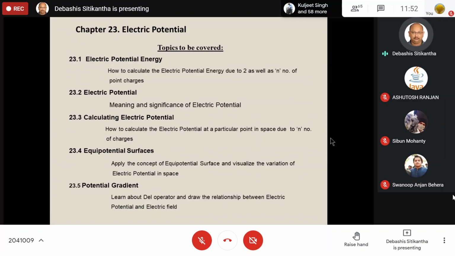It is also going to be used in Ampere's circuital law and in Maxwell's equations. So at many places we'll deal with this del operator. So let us move.